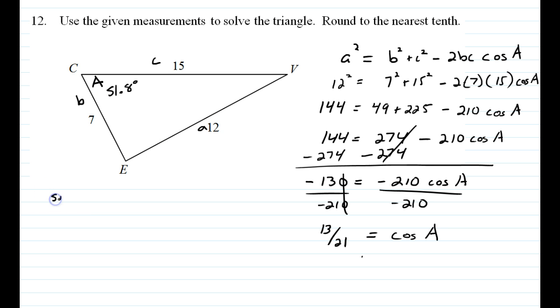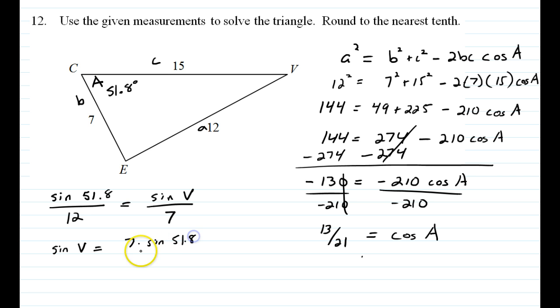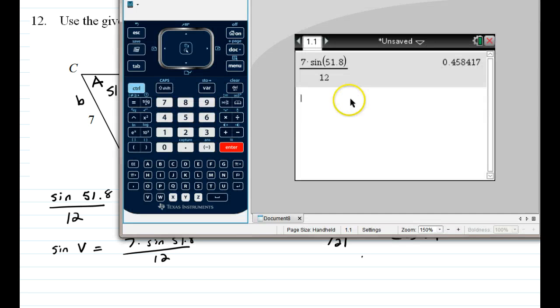Now that I know an angle and the side opposite the angle, I can use the law of sines. So the sine of 51.8 degrees over the side opposite, that's 12, is going to equal the sine of, let's do V, over the side opposite V, which is 7. Now cross multiply and solve, and so we get the sine of V is equal to 7 times the sine of 51.8 over 12. Let's type that into our calculator. So right now we have the sine of V is equal to 0.458.